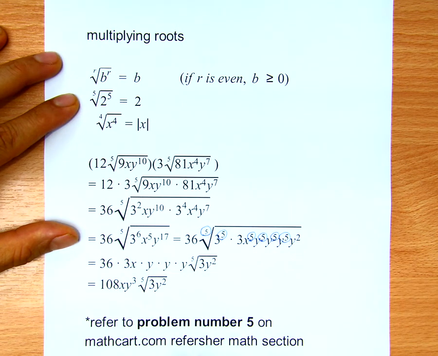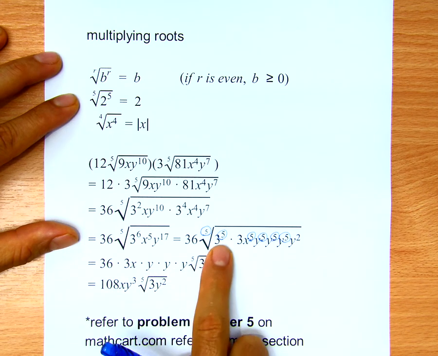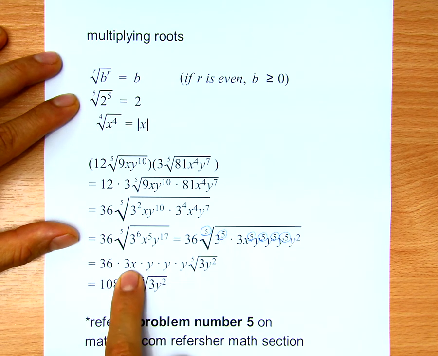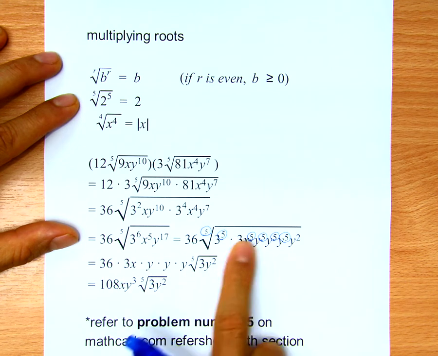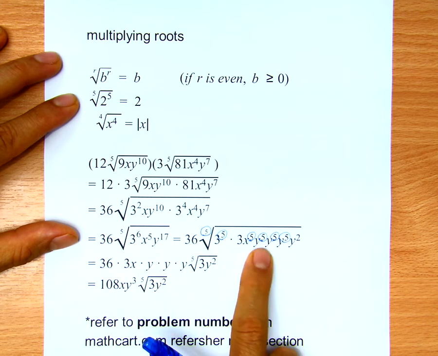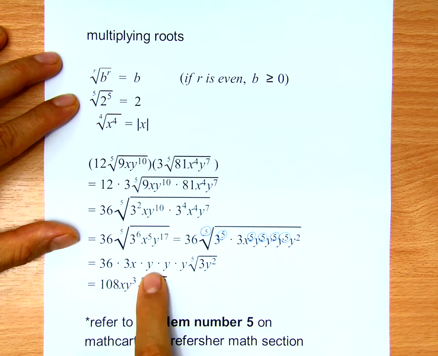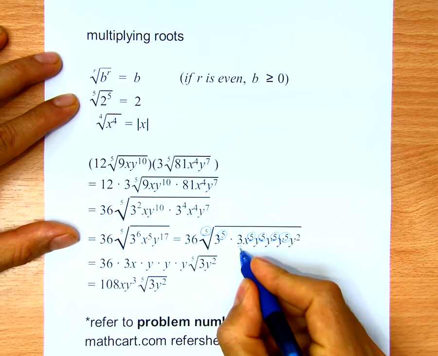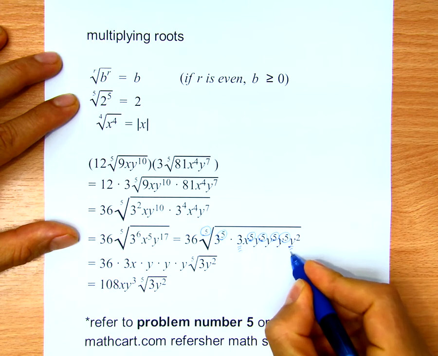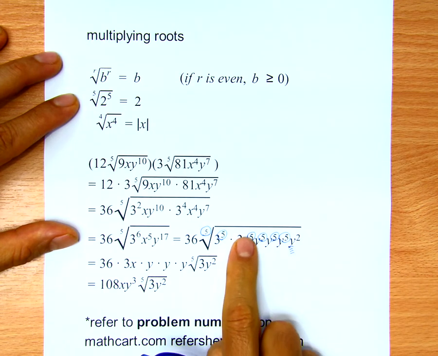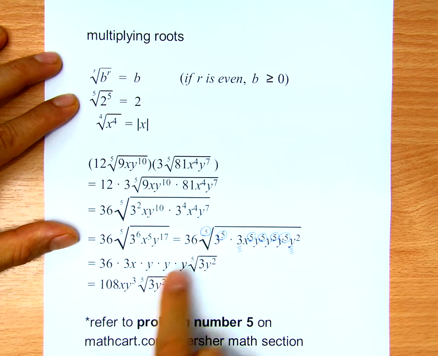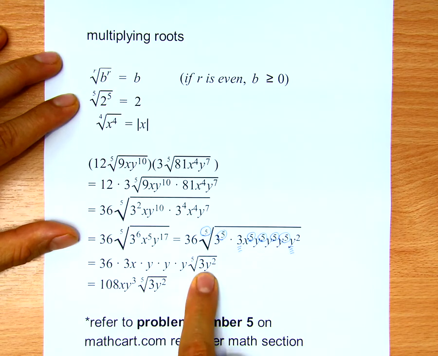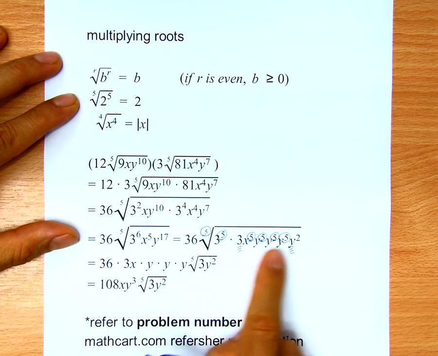And I will have to take each one of those out as a single power on the outside. So this 3 power 5 becomes a single 3. This x power 5 becomes a single x. And each of these y power 5s come to the outside as a single y. But this 3 power 1 and this y power 2 do not have large enough powers to take out of this root. So I will leave them inside.